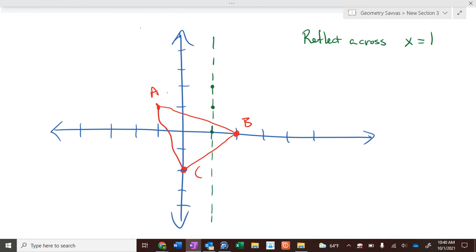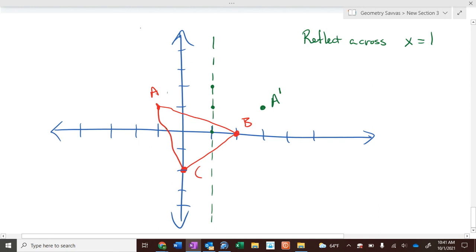All right. So, Jillian, if we're 2 away from the line of reflection with A, where would A end up? 2 away on the other side. Do you know what ordered pair that would be? 3, 1. So A prime would be right here at 3, 1. Okay? So it goes from negative 1, 1 to 3, 1.